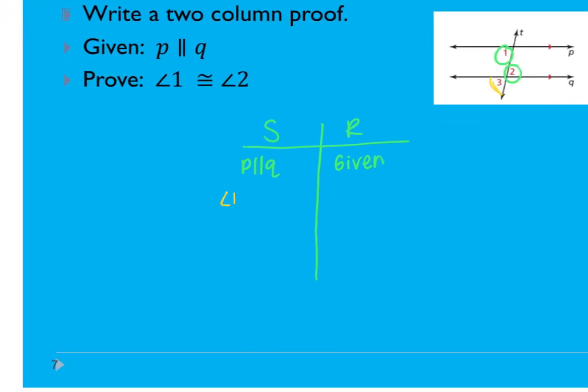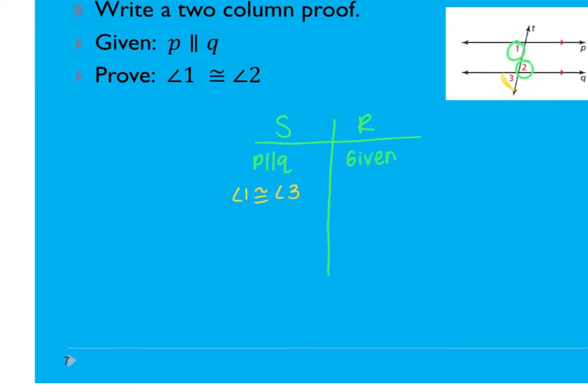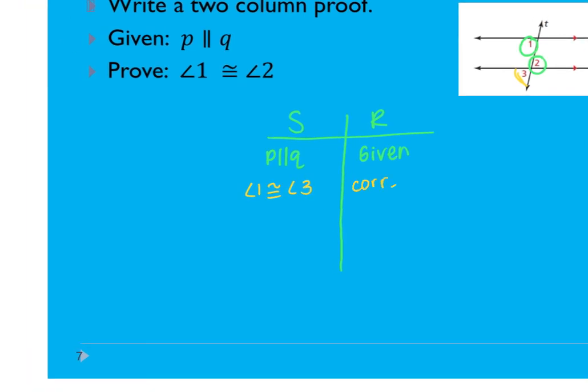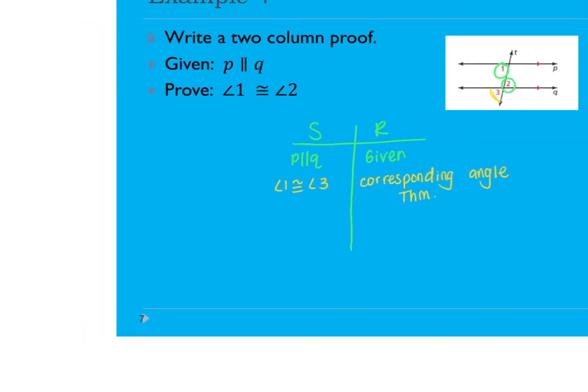So let's put angle 1 is congruent to angle 3 by the corresponding angle theorem. And angle 3 is congruent to angle 2. Why? Because of the vertical angle theorem. Okay, because remember, vertical angles are congruent.